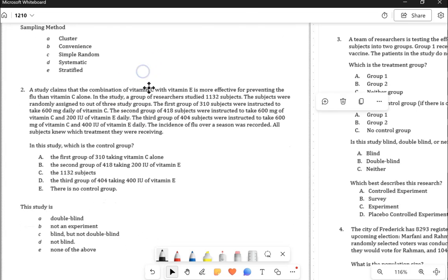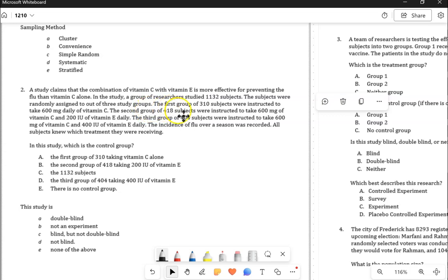Okay, number 2. A study claims that the combination of vitamin C with vitamin E is more effective for preventing the flu than vitamin C alone. In the study, a group of researchers studied 1,132 subjects. The subjects were randomly assigned to 3 study groups. The first group of 310 subjects were instructed to take 600 milligrams daily of vitamin C.